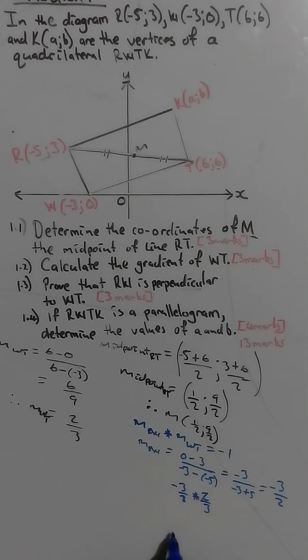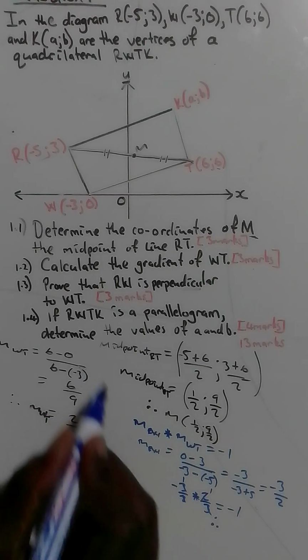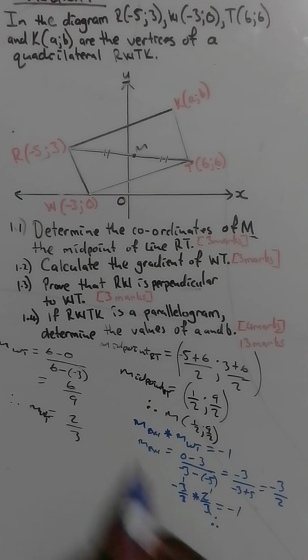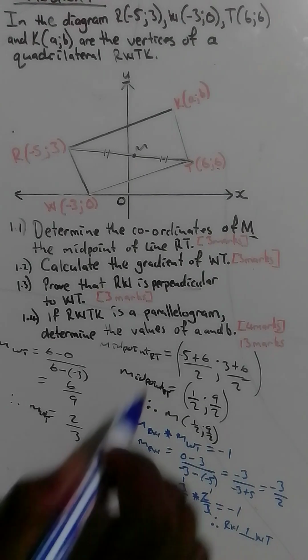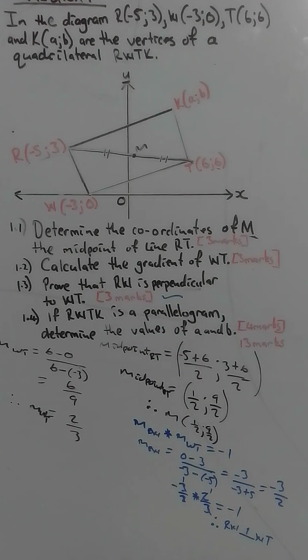2 cancels out that 2 and 3 cancels out that 3. So I've got -1 here multiplied by this +1, which gives me a -1. So therefore I can conclude that line RW is indeed perpendicular to line WT. Why? Because I found a product of -1, and then I fetch my 3 marks, just like that.